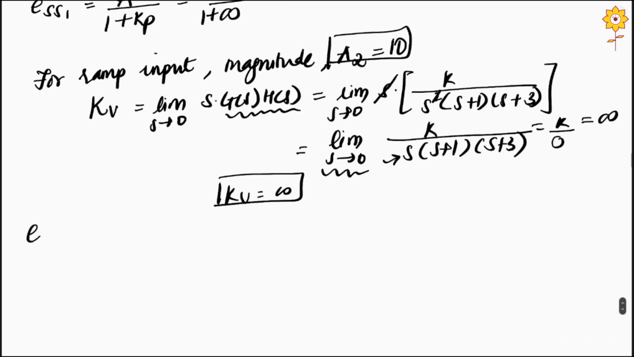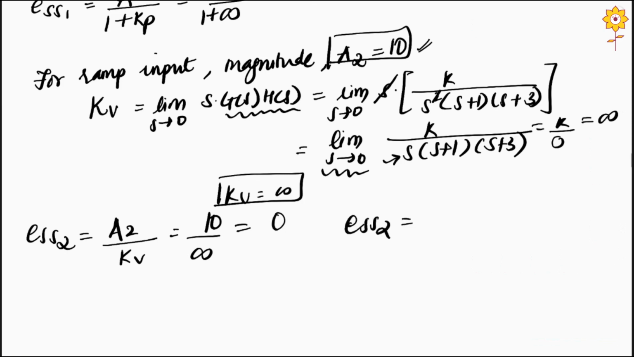Now, let us calculate the steady state error. The formula is A upon Kv. A is the magnitude, we know it, it is 10. Kv is infinity. So, 10 upon infinity will give us 0 as the answer. So, ESS, that is the steady state error in case of ramp input, is 0.